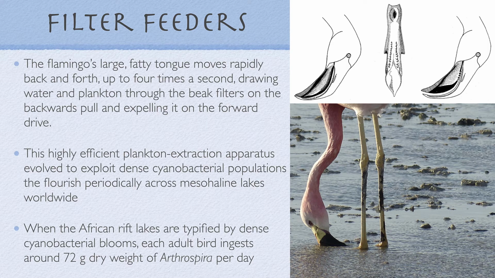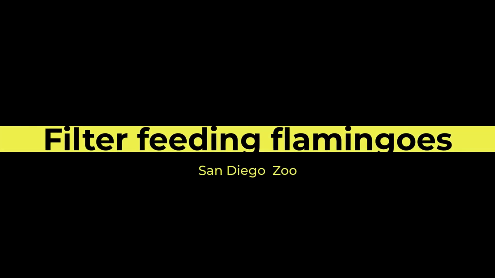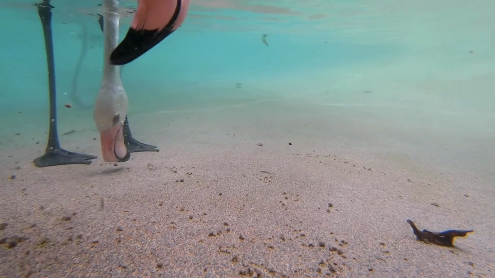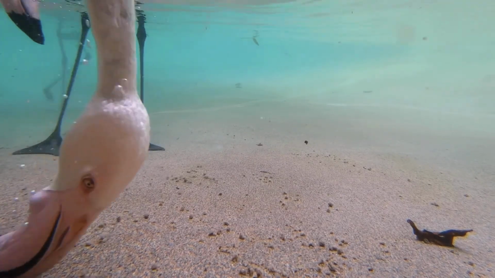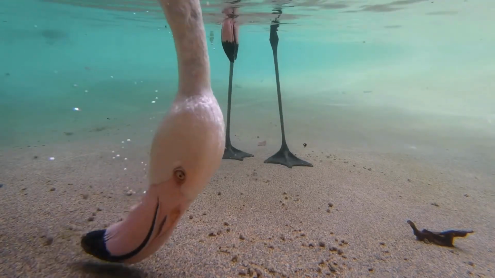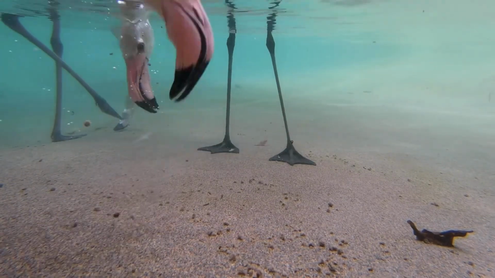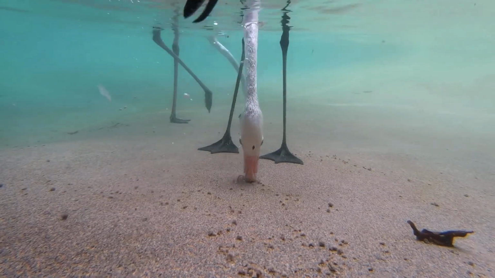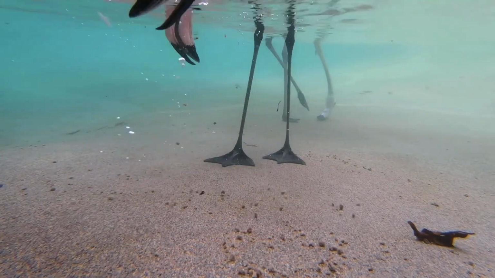And here we can see the feeding structure of a flamingo's beak. And in this next video, taken in the flamingo pond at the San Diego Zoo, you can see the very efficient feeding apparatus in action. Notice on the rear of the underside of the beak the fluctuation of that very muscular tongue moving water into and out of that filtering baleen up to 4 times a second.